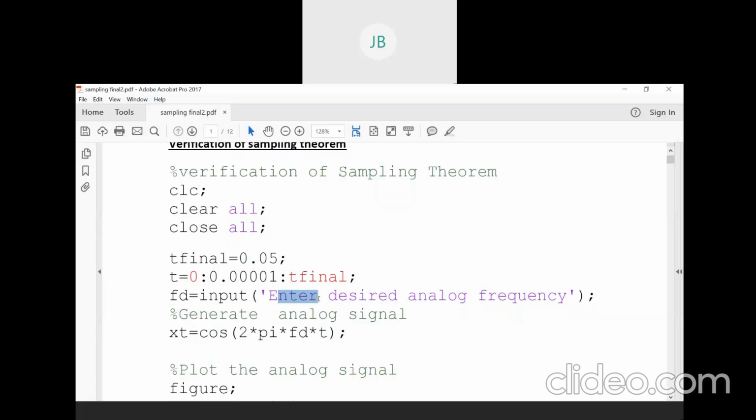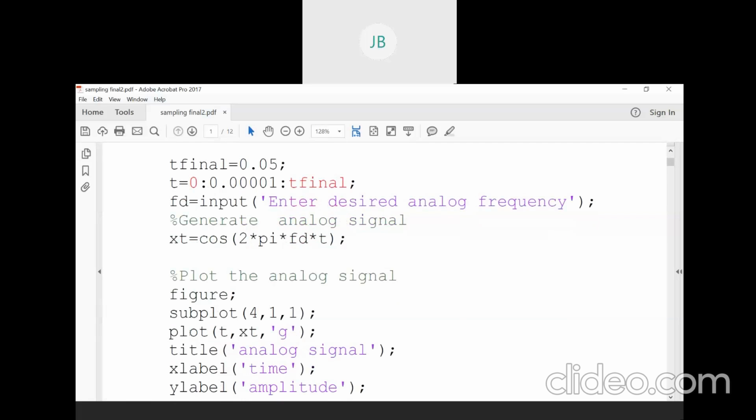So basically we need an analog signal to sample. So that signal we have generated. Now we will try to plot that analog signal. So we call a figure. Figure is a command used when you want to draw something, plot something. And then we have the subplot command here. Subplot command 4,1,1 indicates that we want to draw 4 subfigures in this main figure. One page, we want to draw 4 subfigures as one column. And this is the first subplot.